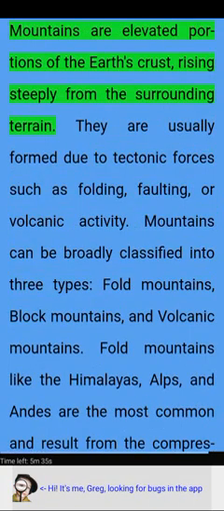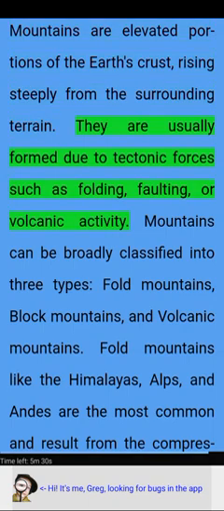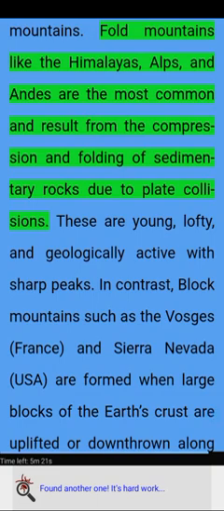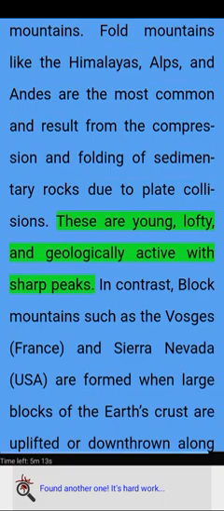Mountains are elevated portions of the Earth's crust, rising steeply from the surrounding terrain. They are usually formed due to tectonic forces such as folding, faulting, or volcanic activity. Mountains can be broadly classified into 3 types: fold mountains, block mountains, and volcanic mountains. Fold mountains like the Himalayas, Alps, and Andes are the most common and result from the compression and folding of sedimentary rocks due to plate collisions. These are young, lofty, and geologically active with sharp peaks.